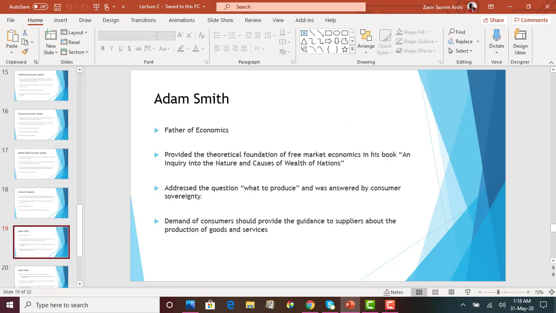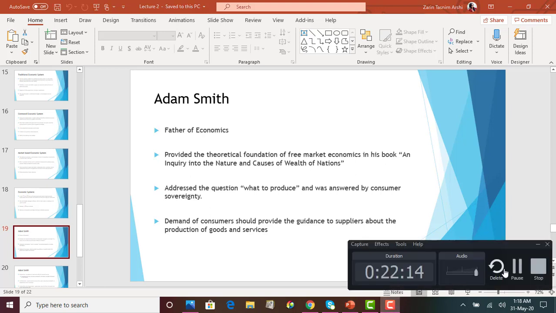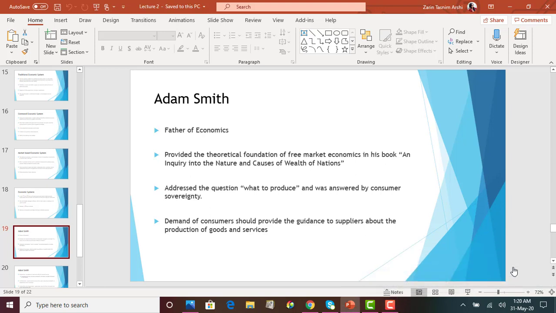Okay, so moving on, the book then talks about Adam Smith. Adam Smith is basically the father of economics. He is the first one who came up with the concept of economics, and that's why he's called the father of economics. He basically provided the theoretical foundation of a free market economy, like how the economy in the US operates. He addressed the question of what to produce, and he said that this was answered by the consumers.